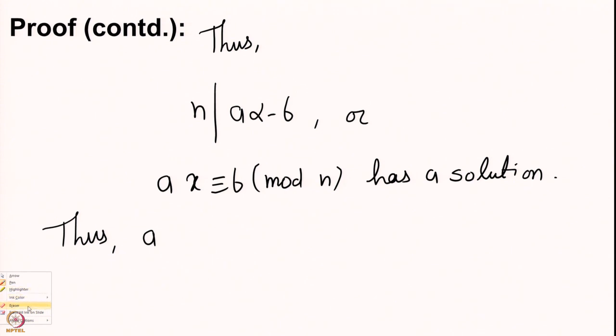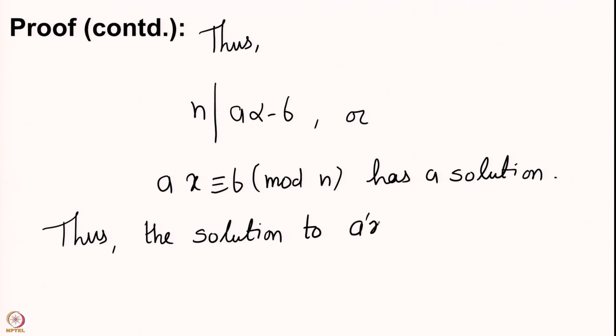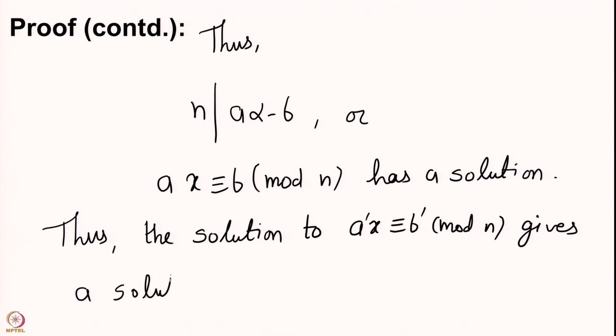Thus the solution to A prime x congruent to B prime mod n gives a solution to Ax congruent to B mod n.